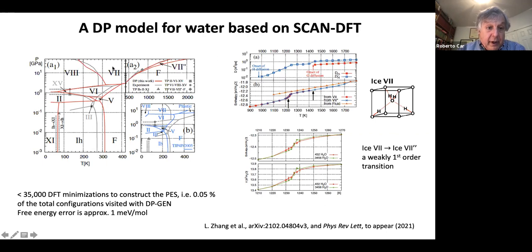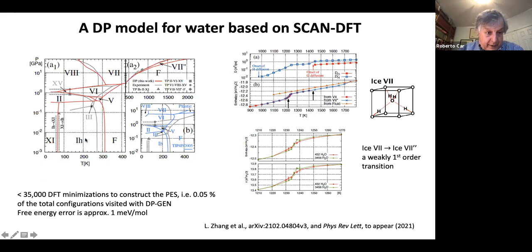Now, these simulations were all done with classical simulation, and so there will be corrections due to nuclear quantum effects, but I expect those corrections to be smaller than the deviation of the model from experiment. So what is interesting is that a single deep potential model can describe water over this vast range of temperature and pressure.